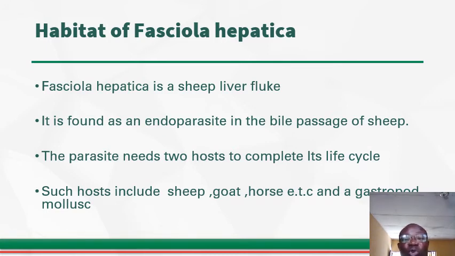The parasite needs two hosts to complete its life cycle. There are two different hosts that the parasite uses before it can complete its life cycle. The first set of hosts are sheep, goat, horse, and so on. The second, where they complete their life cycle, is the gastropod or mollusk, that is, the snail. That's why those of us who consume snail need to boil the snail very well. Otherwise, we could consume intestinal parasites such as Fasciola hepatica.